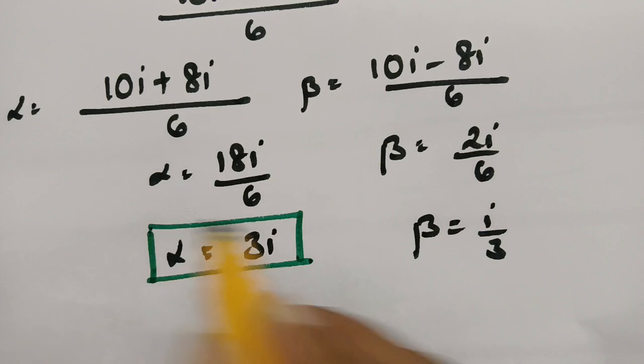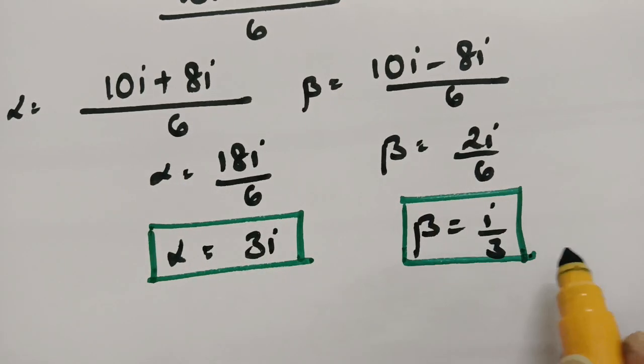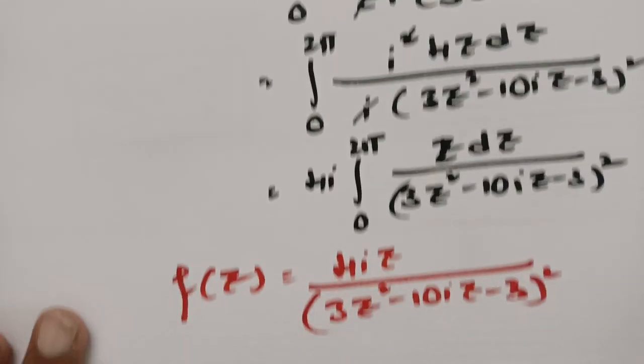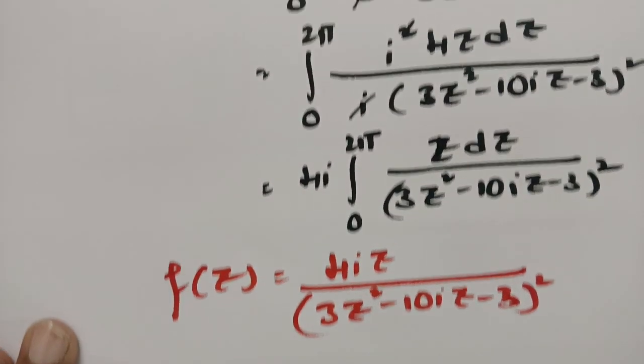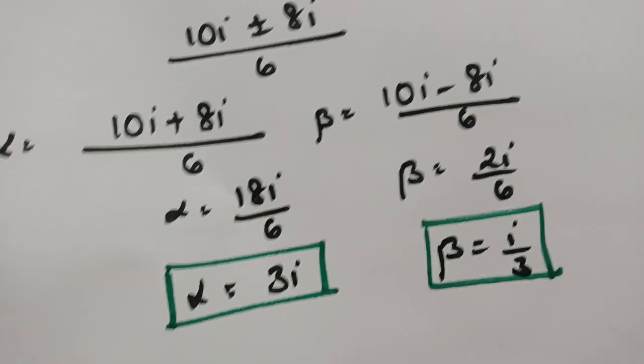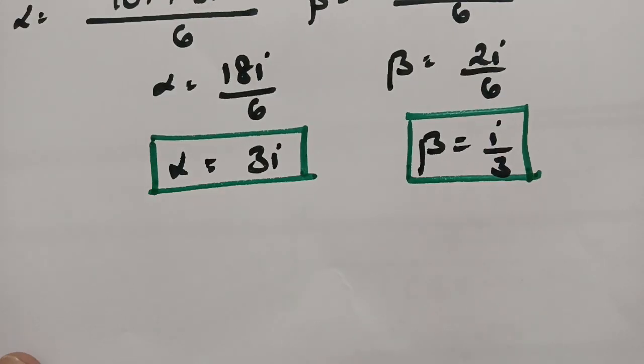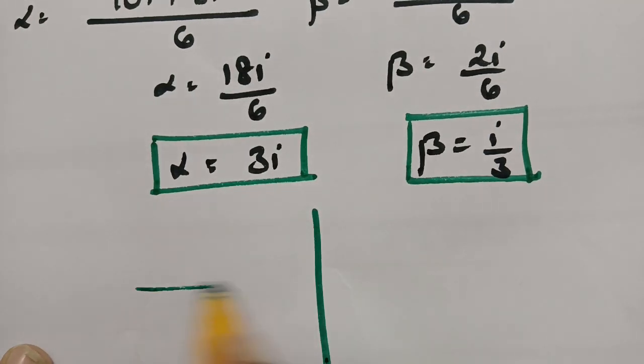Now we are going to call these poles. If I equate the denominator of f of z to 0, I get the two poles: one is 3i and one is i by 3. So let us check whether these are inside, outside or on the circle.